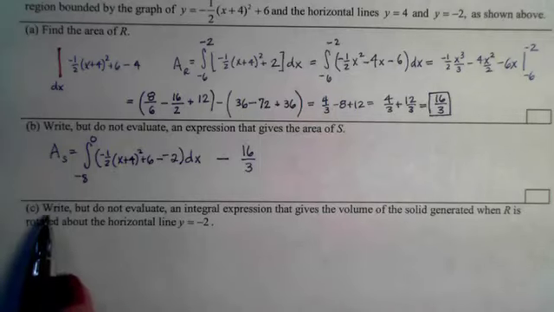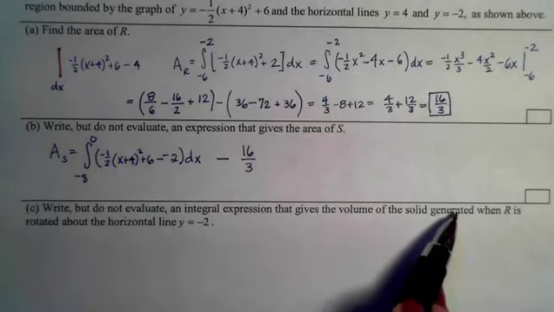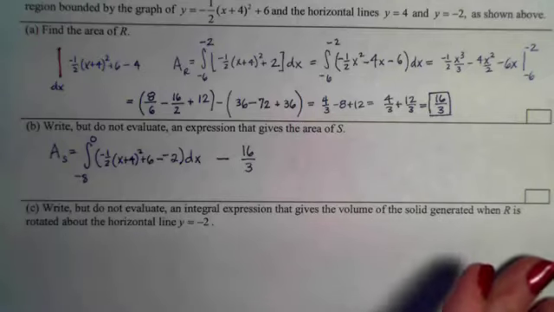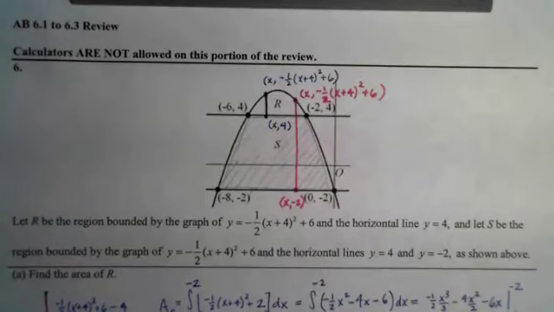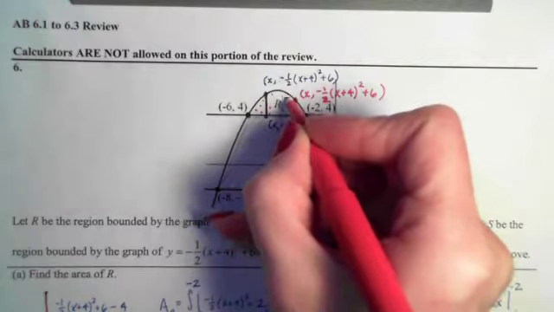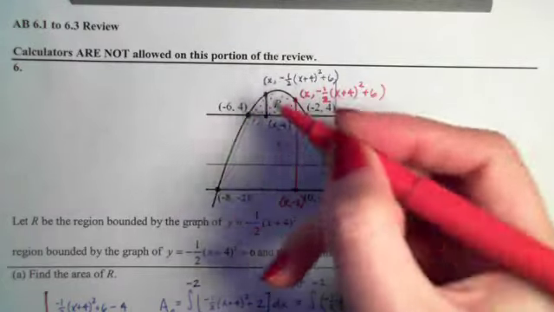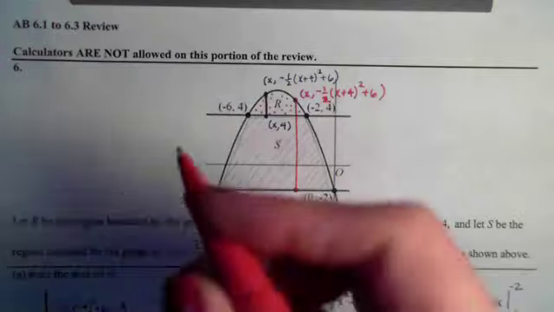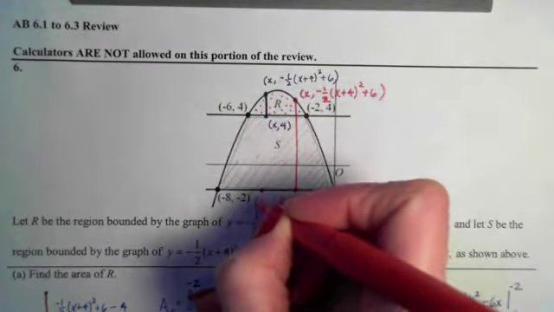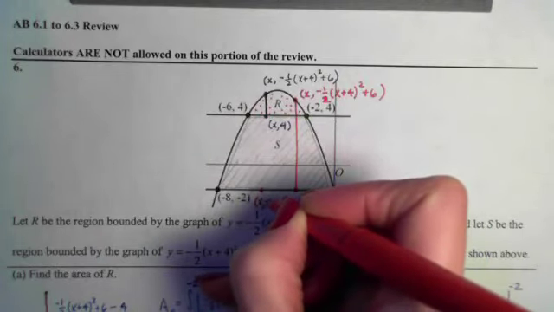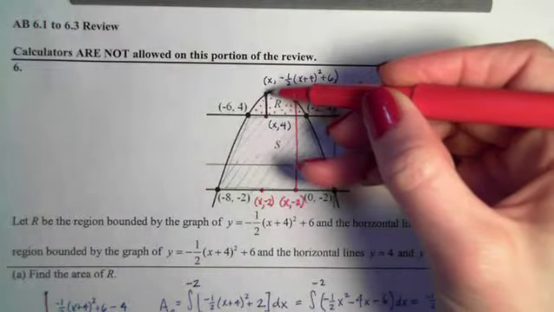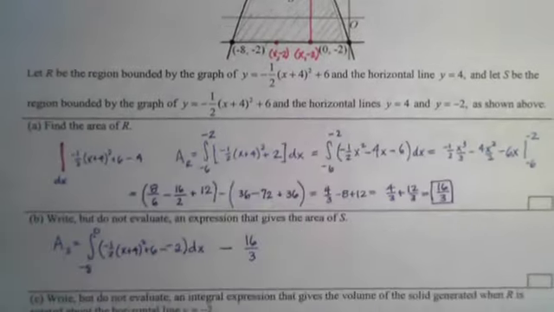Part C, again, we want to write but not evaluate an integral that gives the volume of the solid generated when R is rotated about y equals -2. So let's go back up here and look. We are looking at this region here, region R, and we want to rotate it about this line, y equals -2. So that means we'd need another point that is concurrent with that. We can label that x comma -2, and then we're going to rotate this strip. Notice we're perpendicular to what we're rotating around, so we're going to get a washer.